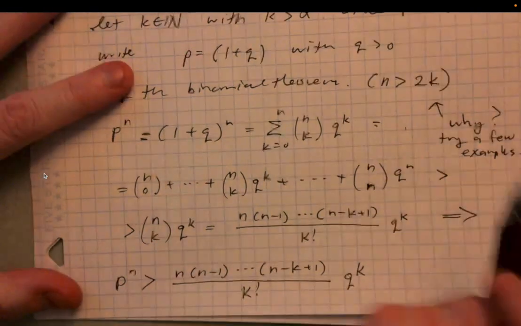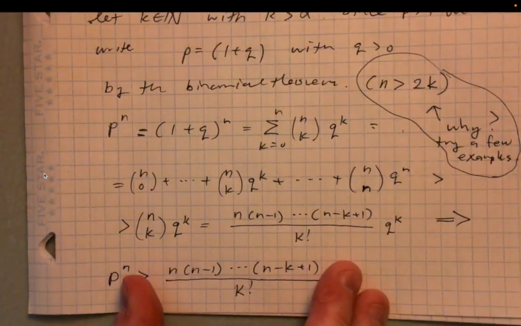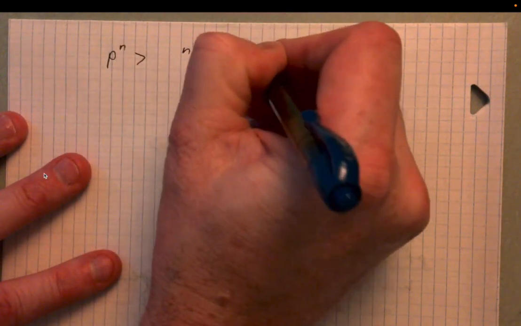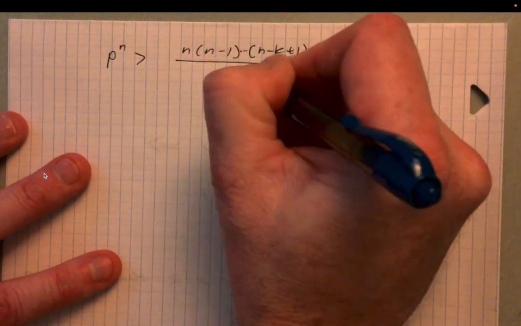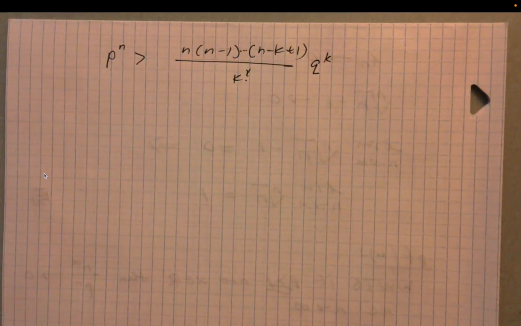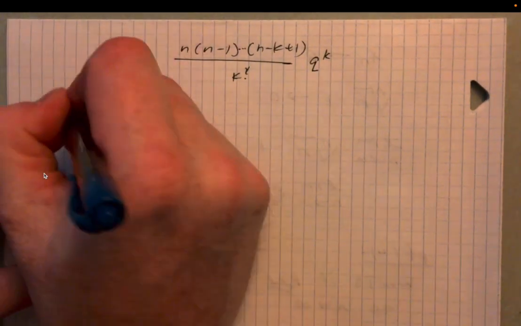Okay, now again, double check why this works. This is a little hand wavy at this point. So I'll rewrite that, just so we keep this piece fresh in your mind: p to the n is greater than n times n minus 1 times dot dot dot n minus k plus 1 over k factorial, q to the k power. Okay, so this is true whenever n is greater than 2k, right? So we're obviously assuming n is greater than 2k.